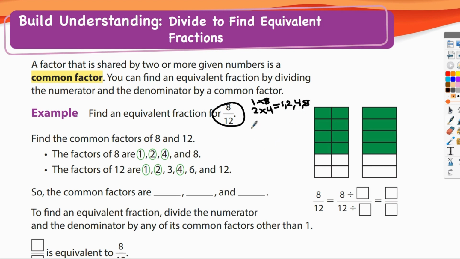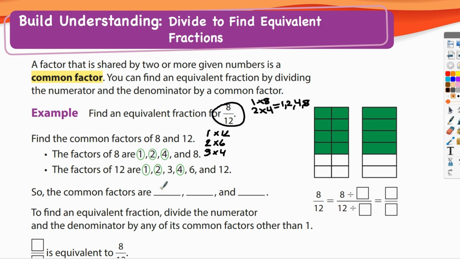Exactly what this says. If I were to look at 12, I would have 1 times 12. Then I would have 2 times 6, right? Then I would have 3 times 4. And if I were to put all these numbers or factors in order, I would then have a 1, a 2, a 3, a 4, a 6, and a 12, just like it is here. Now, common factors are the ones that repeat. So let's take a look at all the numbers that repeat.